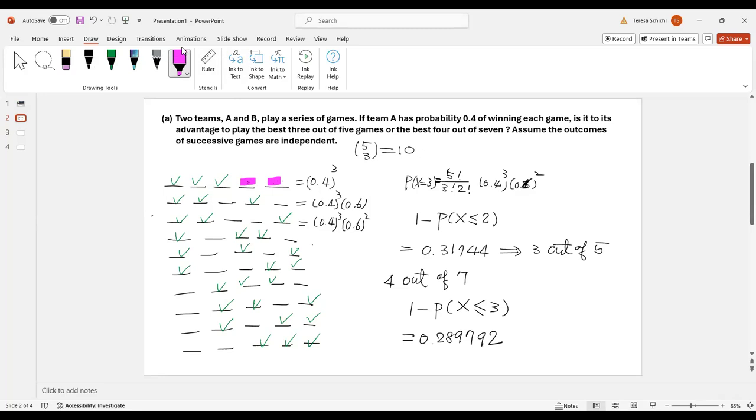So we know that to A's advantage is the 3 out of 5. This kind of makes sense intuitively, right? Because you have a smaller probability to win, so you don't want to play too many games. To your advantage, you want to play fewer games. So 3 out of 5 will be the advantage to team A here. Okay, that's good. Now let's take a look at part B.